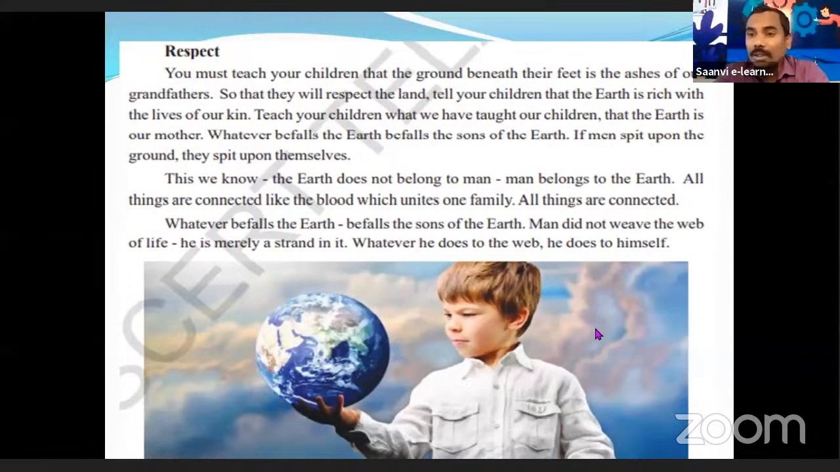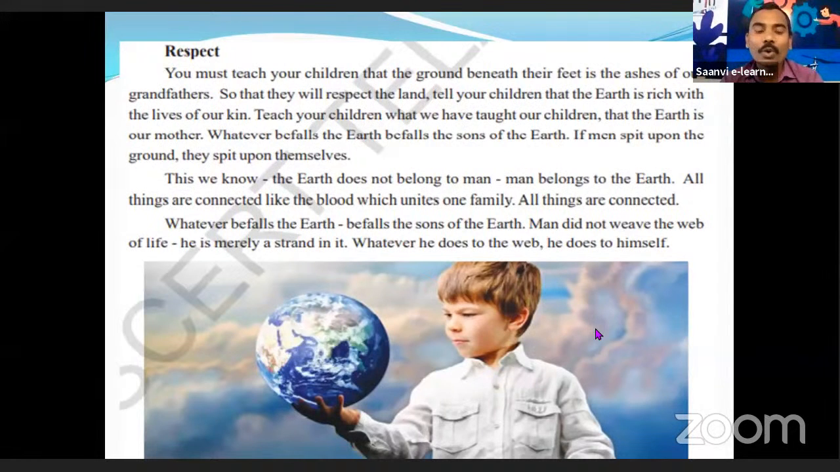Whatever befalls the earth, befalls the sons of the earth. If you do harm to the earth, what is going to happen? It is just like harming yourself. Whatever happens to the earth, it is just like happening to our lives. So human beings should take care of the earth. Human beings should not try to harm the earth. If we harm the earth, it is just like harming ourselves. So we have to take a lot of care. Whatever befalls the earth, befalls the sons of the earth.